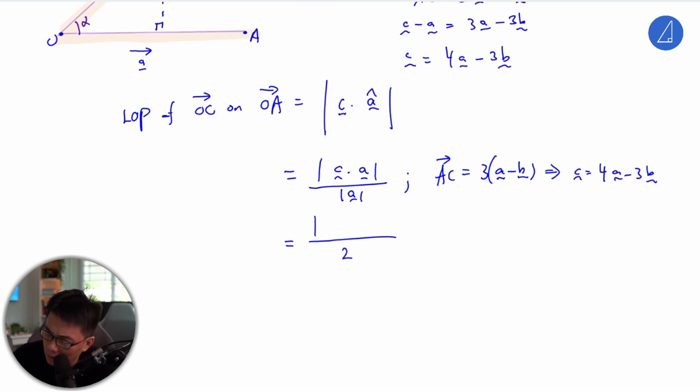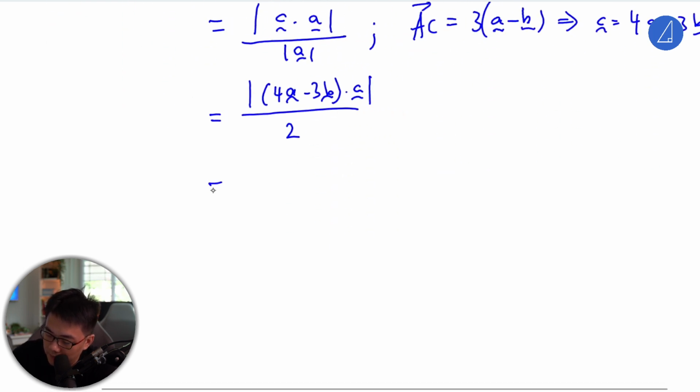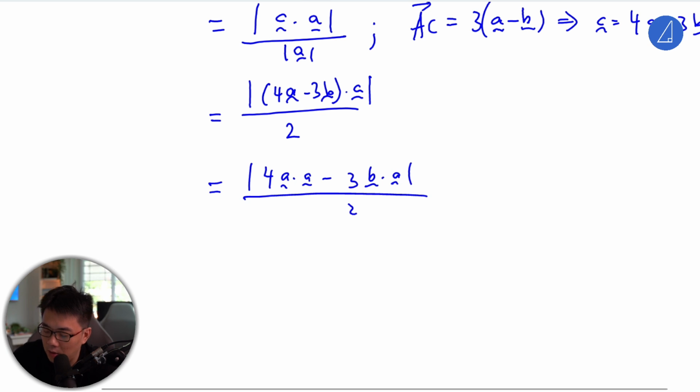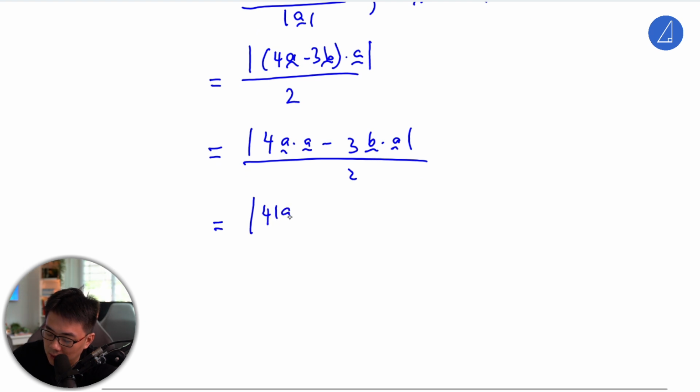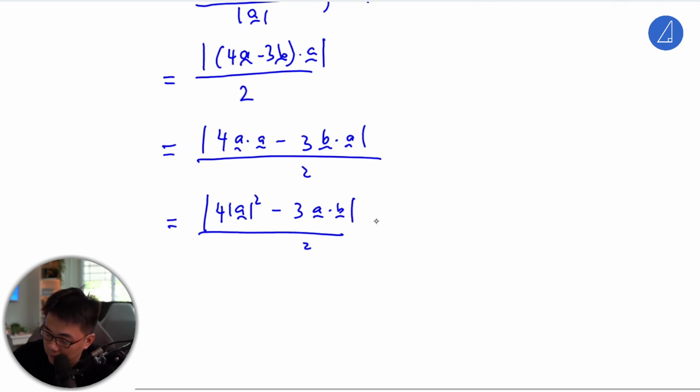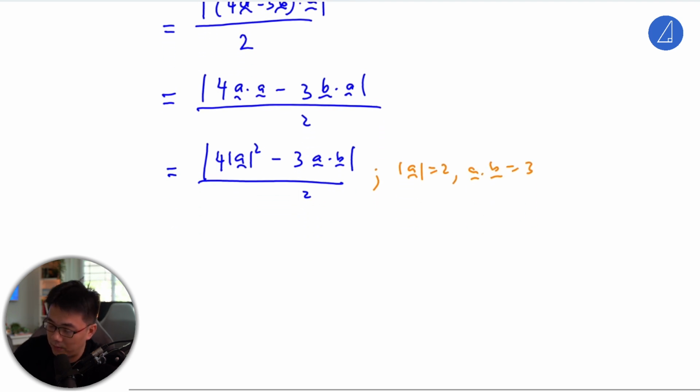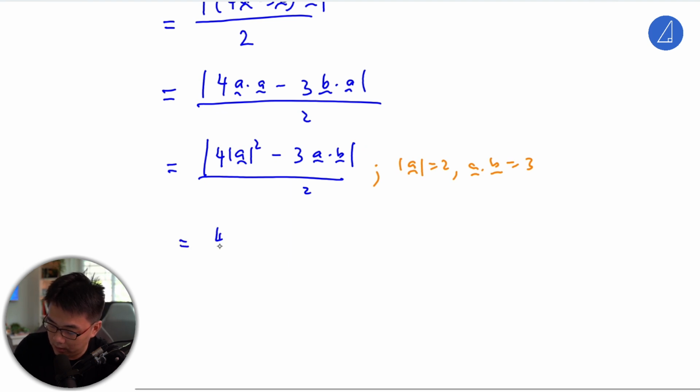Then once done, just put 4A minus 3B dot with A outside, then dot them. Shouldn't be an issue. So 4A dot A minus 3B dot A. B dot A is commutative in nature, so it's also A dot B. So that will be 4 modulus A squared minus 3 A dot B, since A dot A is mod A squared. Then we know that mod A is actually 2 and A dot B is actually 3. So just replace all the values in.